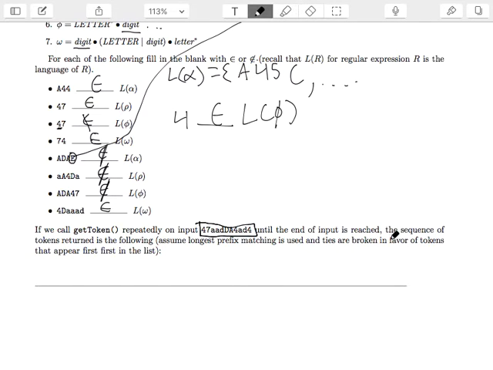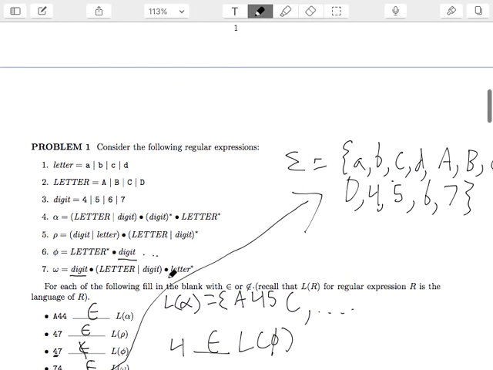A list of tokens. Yes, a sequence of tokens, right? So what are tokens from these? All of those, the left-hand side, right? So specifically, you don't want any lowercase a's, uppercase A's, fours, fives, sixes, right? Those are not going to go in there. We only want to see these. These are our tokens.